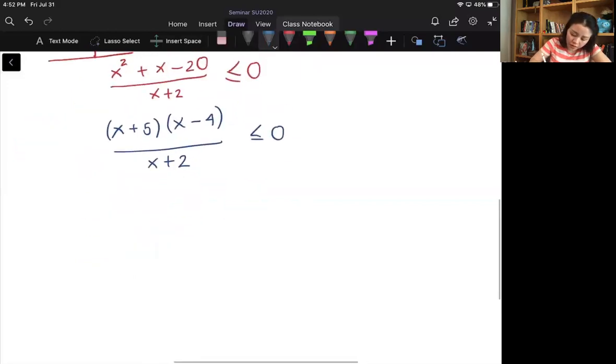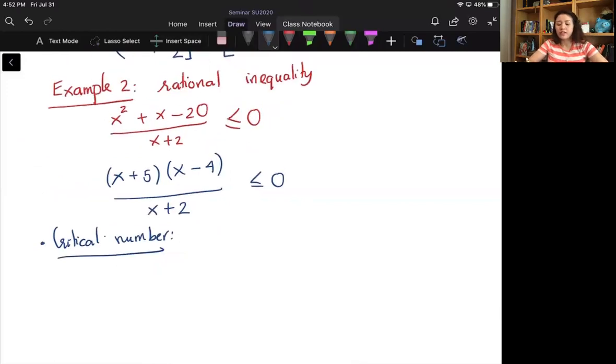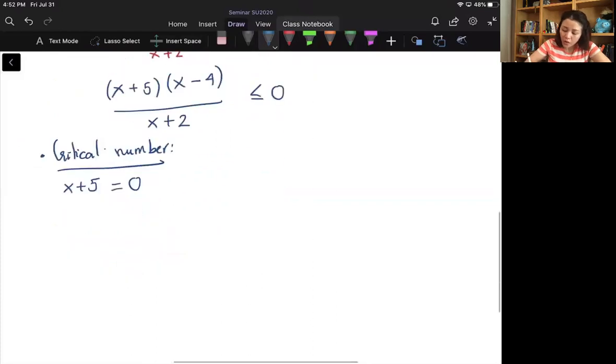Again, the next step is the critical numbers. Remember, critical numbers means you're going to find a root where these things are 0 or undefined, right? So for this rational expression to be 0, the top has to be 0, right? So I need x plus 5 equal to 0, or x minus 4 equal to 0. And it's undefined where x plus 2 equals 0, right? It's undefined where the bottom equals 0, right?